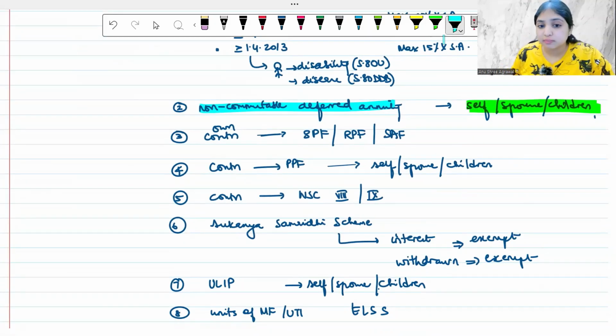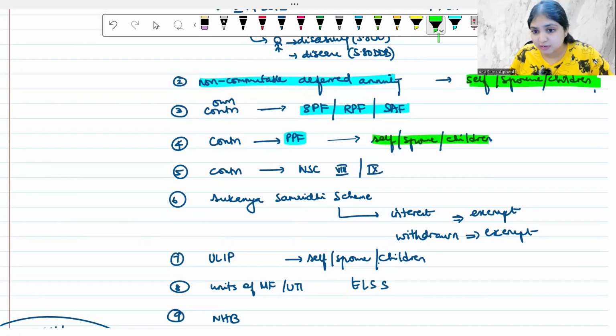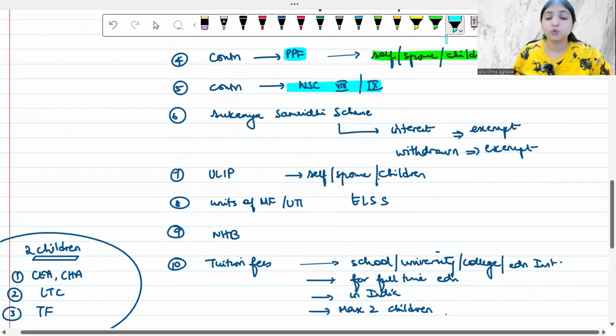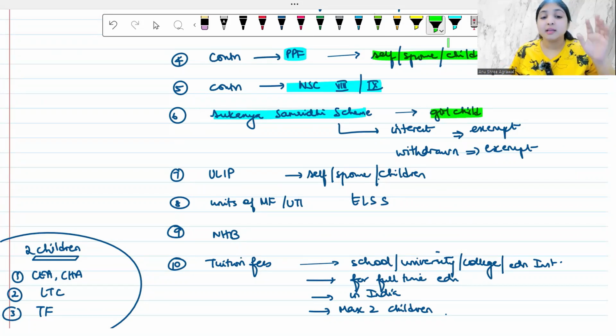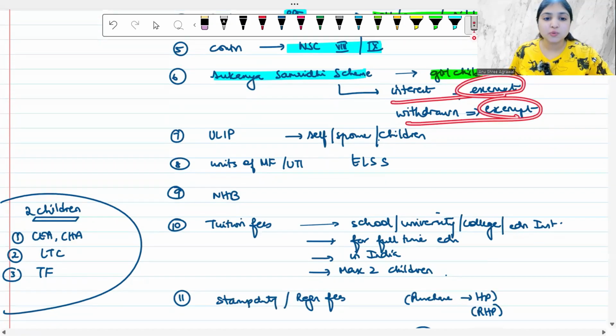Then if the assessee makes a contribution to statutory provident fund, recognized provident fund or superannuation fund, or a contribution towards PPF, again in the name of self, spouse, children, or towards NSC 8th issue or NSC 9th issue, or to Sukanya Samriddhi scheme, in the name of whom? This has to be in the name of a girl child. This girl child will either be the assessee's own daughter or any other girl child for whom the assessee is a legal guardian. Even this contribution will be eligible for 80C. Later, any interest from this scheme is fully exempt, and when you withdraw money from the scheme, it is also fully exempt.